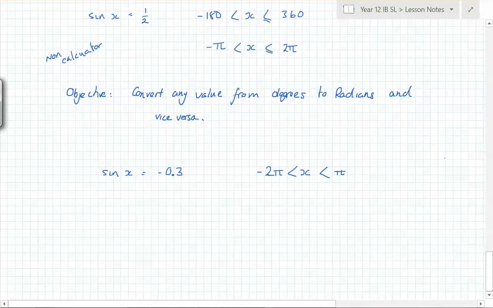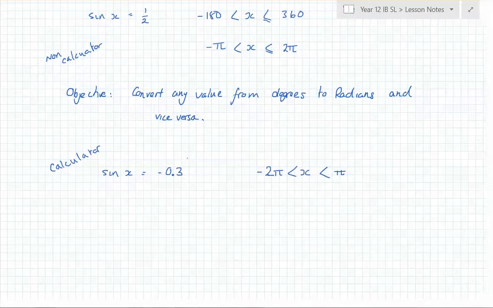If I say sine of x is negative 0.3, I've got to do it on a domain of minus 2 pi to pi. There's a couple of things we need to consider here. This is definitely a calculator question because negative 0.3 doesn't fall in any of your easy to remember ones. So you've all gone to your calculator.